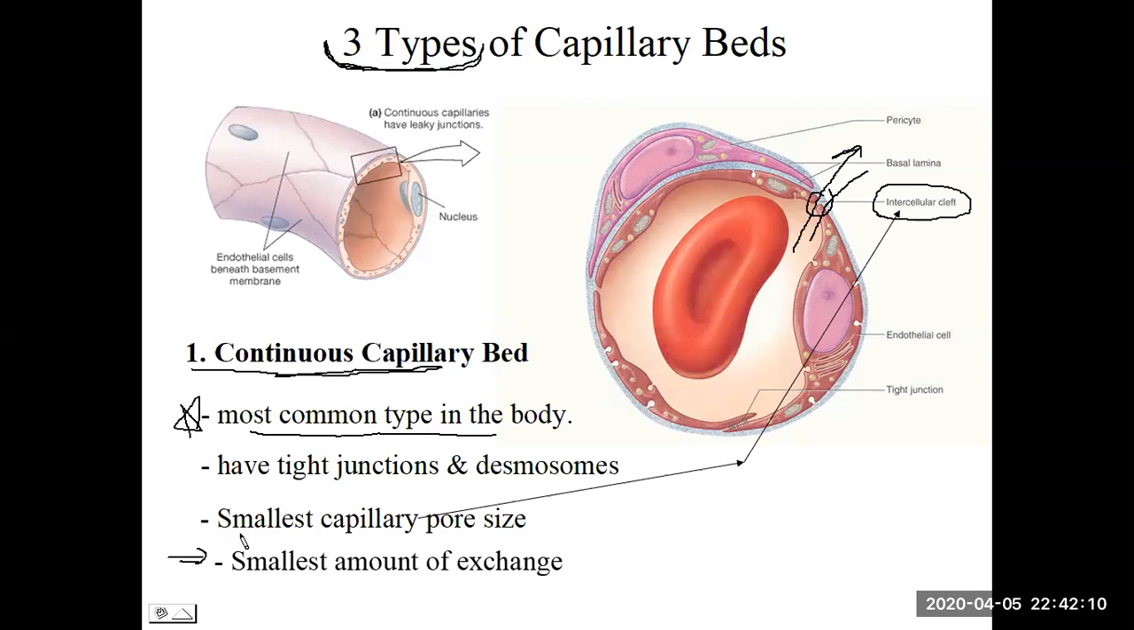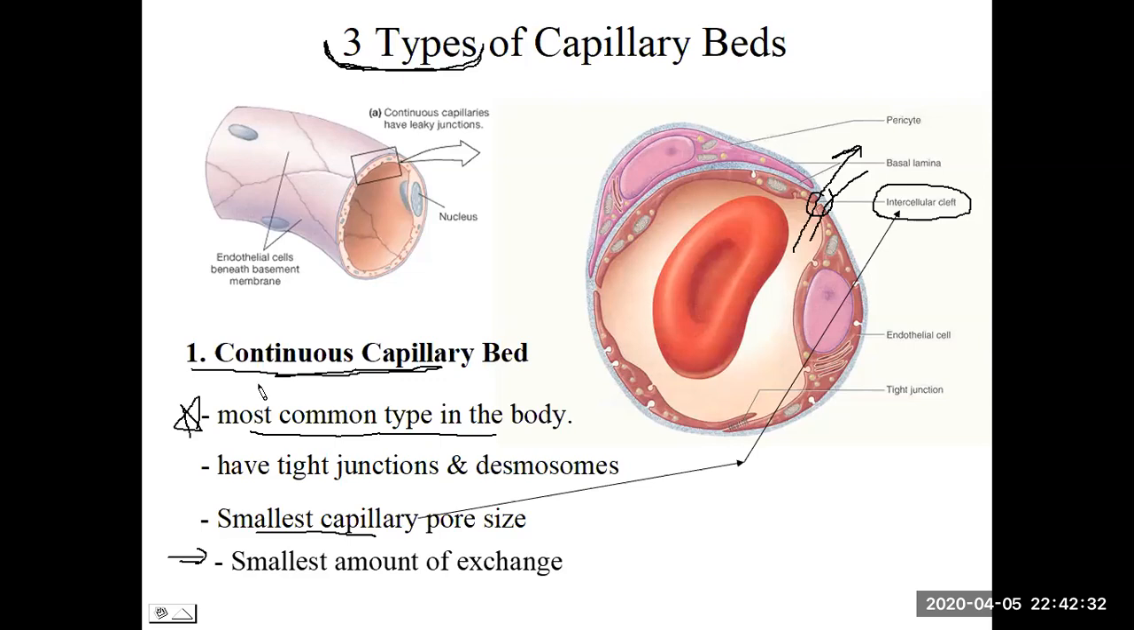Whereas now the second trend we'll see here in terms of the pore size: continuous capillaries have the smallest sized pore. So in the next two types of capillaries, we're going to see increasing pore size. And it'll be just those two trends that we really want to follow.